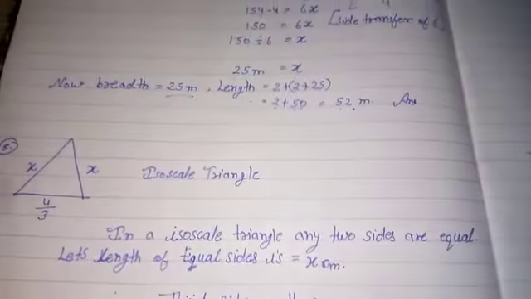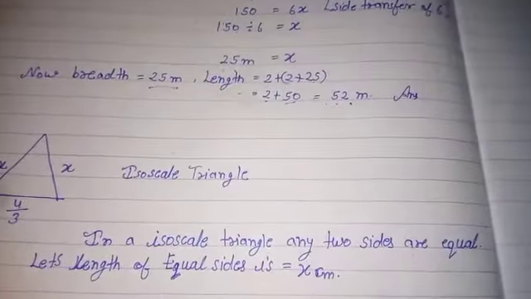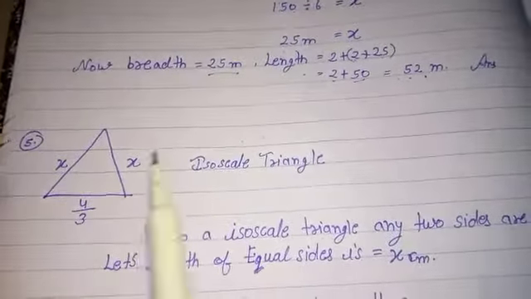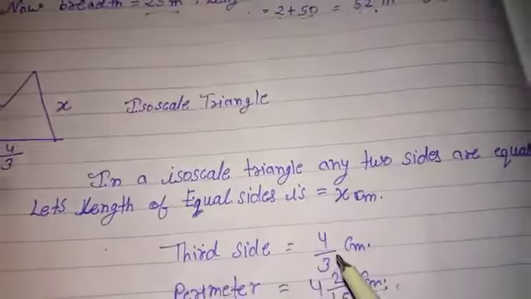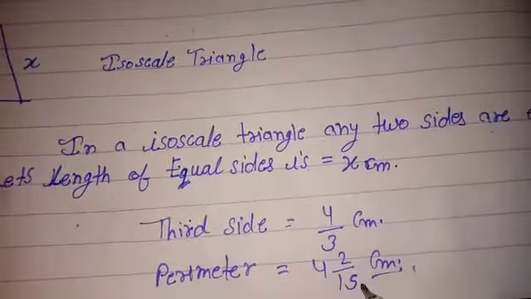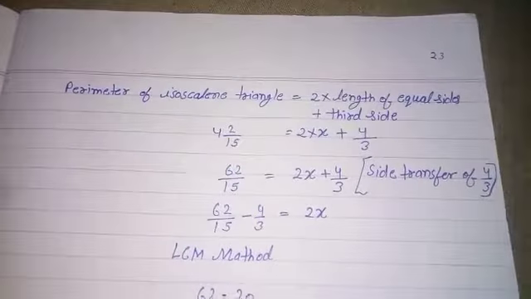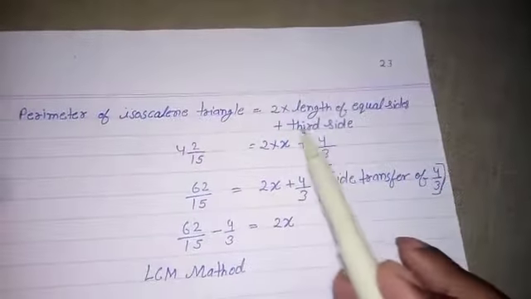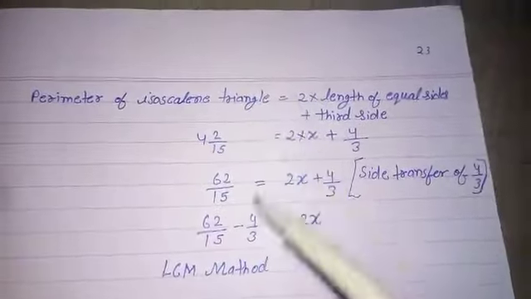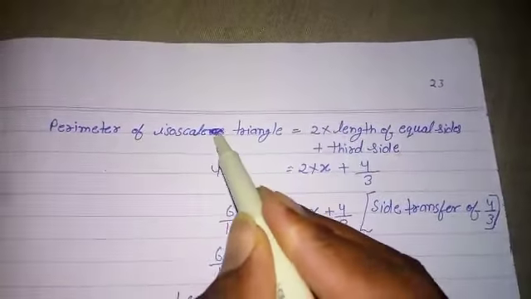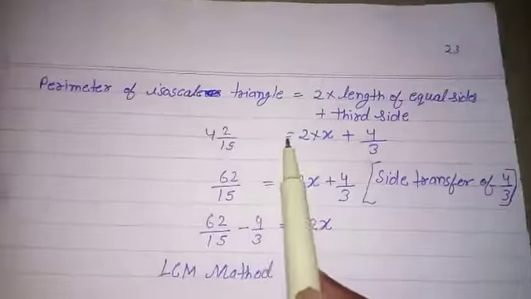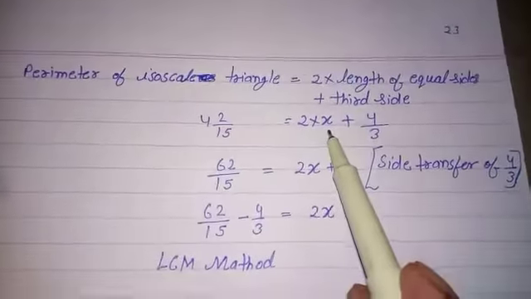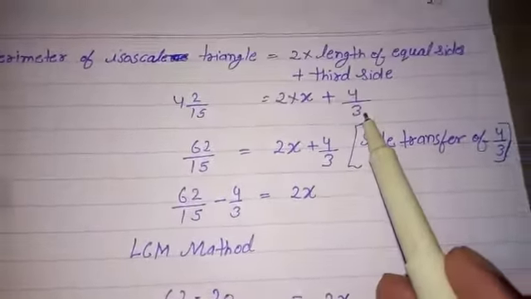So we know very well that in an isosceles triangle any two sides are equal. Okay. So one base is given here, 4 upon 3, and two equal sides are asked. So let's say these sides are x and the third side is given 4 upon 3, and the perimeter is also given, 4 whole 2 upon 15 centimeter. So according to the perimeter of an isosceles triangle, 2 multiplied by length of equal sides plus third side. This is the formula of isosceles triangle. So 4 whole 2 upon 15 is the perimeter and equals 2 multiplied by x, because I had taken x as length of equal sides, plus 4 upon 3, the base, which is the third side given here.